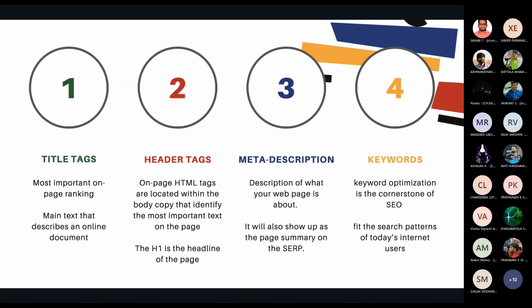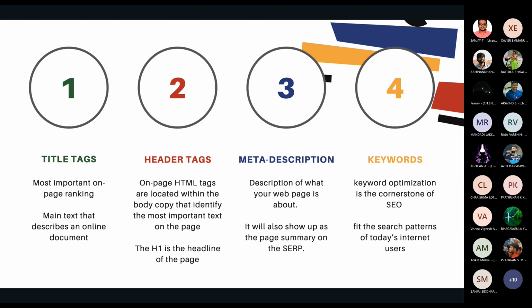Header tags. They are on-page HTML tags located within the body copy that identify the most important text on the page. The H1 tag is the headline of the page. There are 6 header tags in total, ranging from H1, the most important, to H6, the least important.